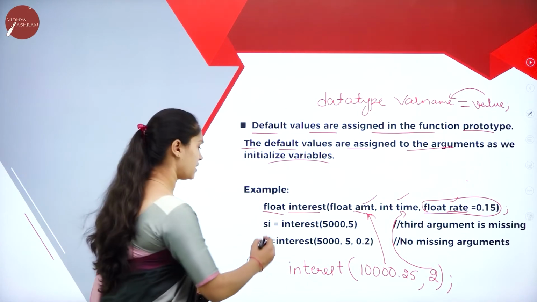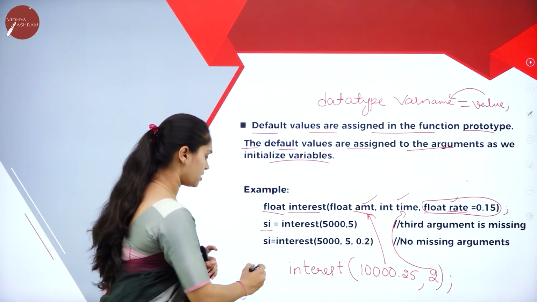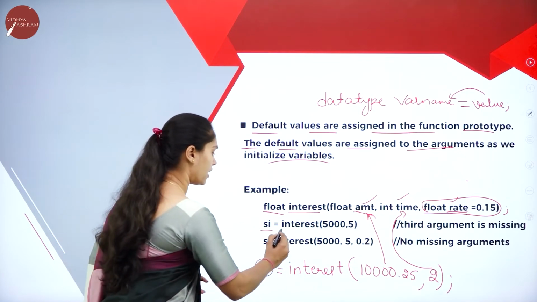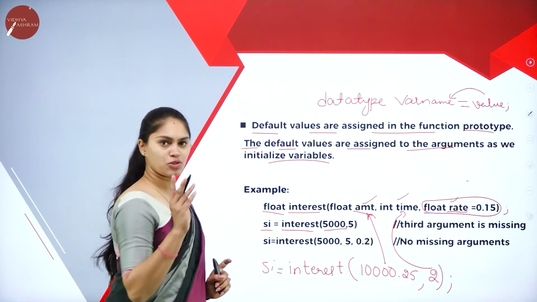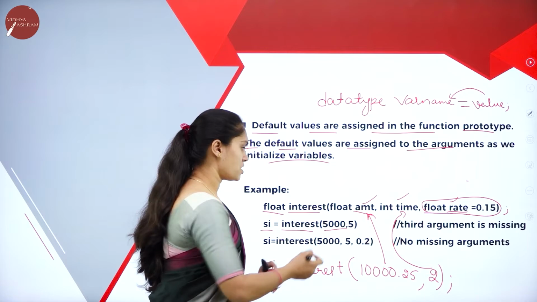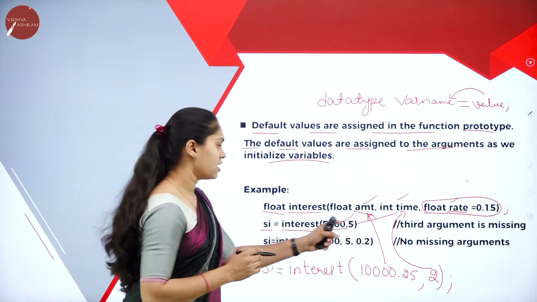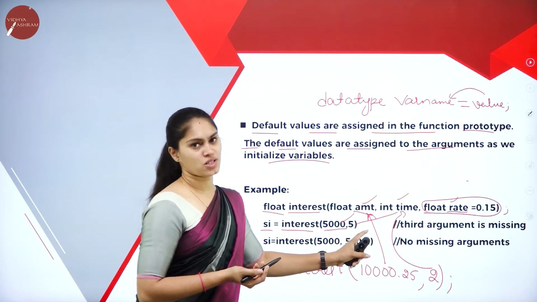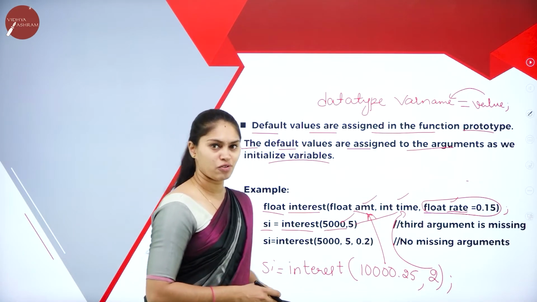So here you can see that I am calling a function. How are we calling a function? SI is a function call, that is, I am using SI as a variable, and I have the name of a function called interest, and here we are sending only 2 values, one is 5,000 and another one is 5. That 5,000 will be assigned to amount, and 5 will be assigned to time. Here you can see that the third argument for that particular variable is missing because we have already defined it, or we have made that a default value.